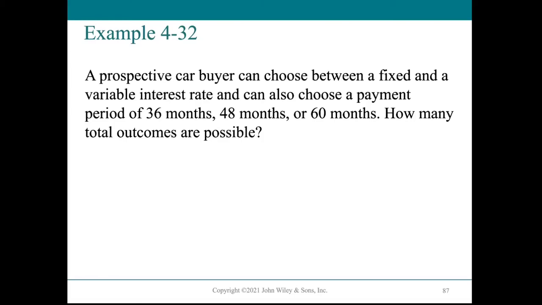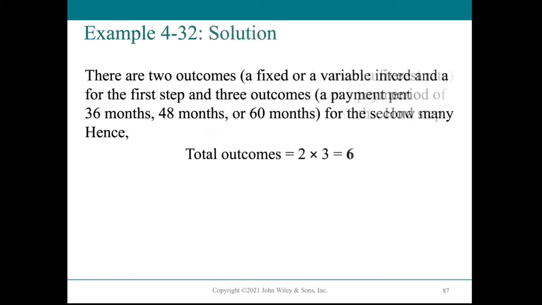A prospective car buyer can choose between a fixed and a variable interest rate and can also choose a payment period of 36 months, 48 months, and 60 months. So how many total outcomes are possible here? So what are the choices? First, you can choose between fixed and variable interest rate. And then second step is the payment period of 36, 48, or 60 months. So the first has 2 outcomes and the other has 3. So 2 times 3, which is 6. So these are the number of possible outcomes you have.